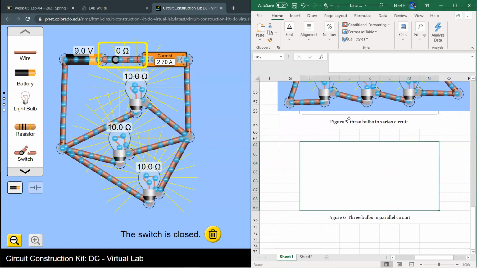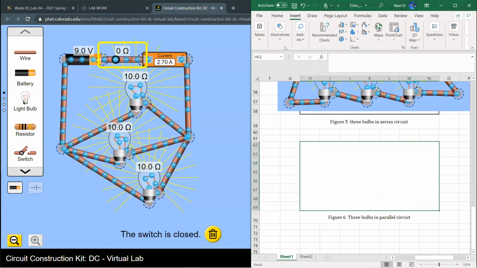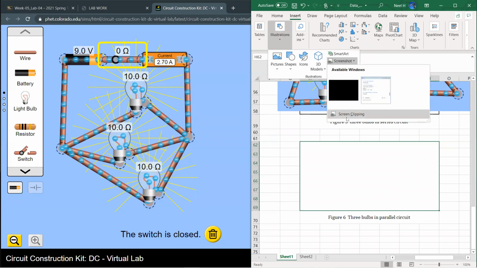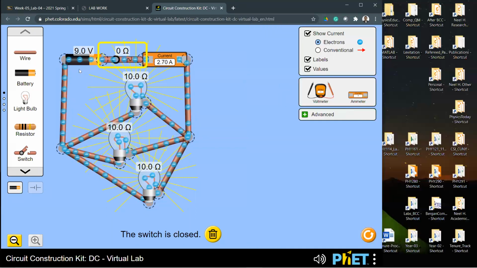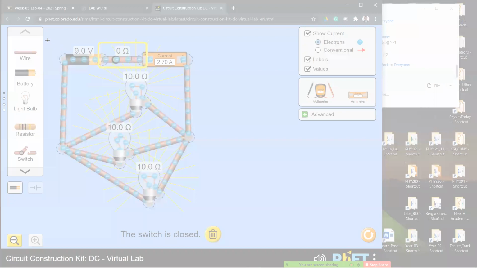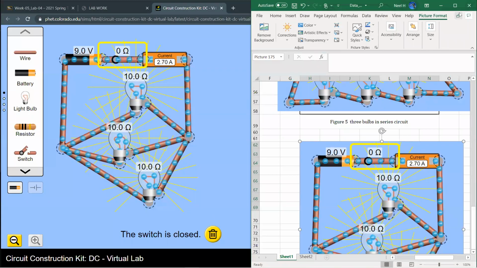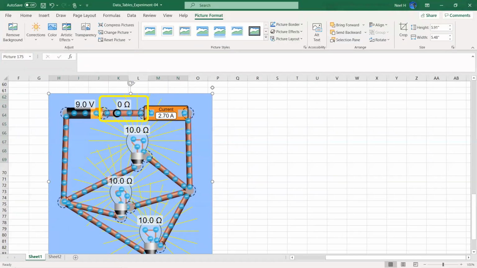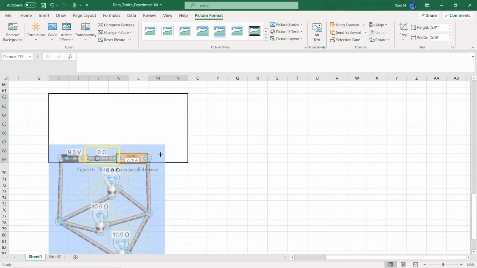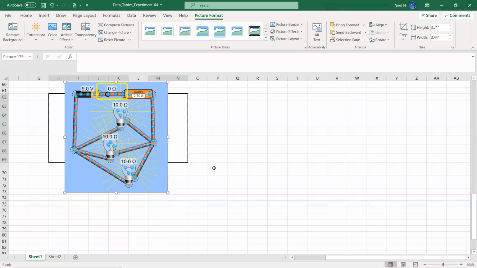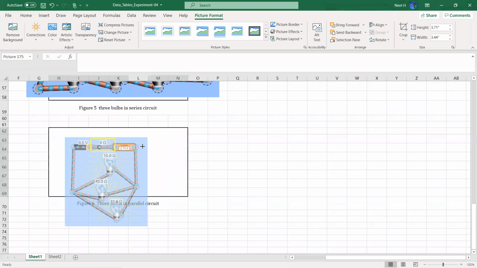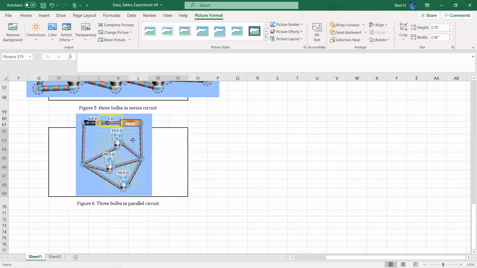Let's take a picture of this. That will be useful during your report. Take this whole part and make sure the values are visible. If you have some question, you don't need to rebuild the circuit, you can just check the picture and understand what really went on.